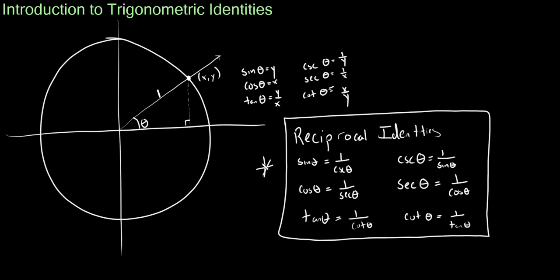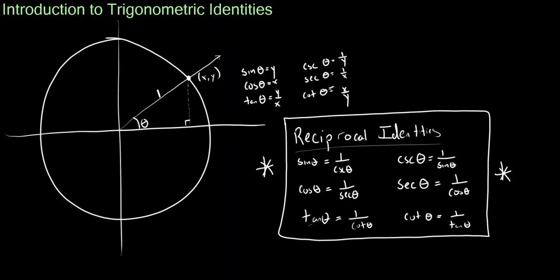Actually, every identity I go over today is going to be crazy important, and you're going to keep hearing me say it. These are extremely important. We need to make sure that we have these memorized, okay? Sine and cosecant are reciprocals of one another, cosine and secant are reciprocals of one another, tangent and cotangent are reciprocals of one another.